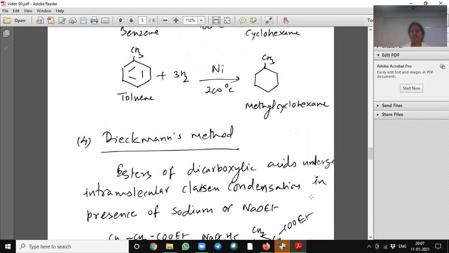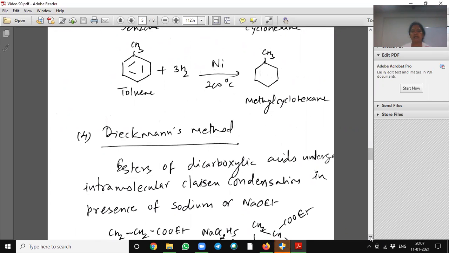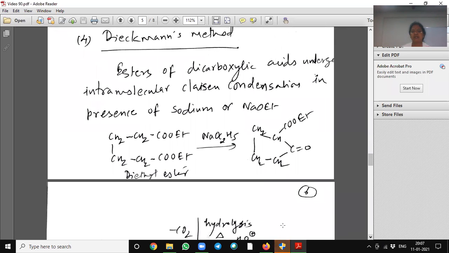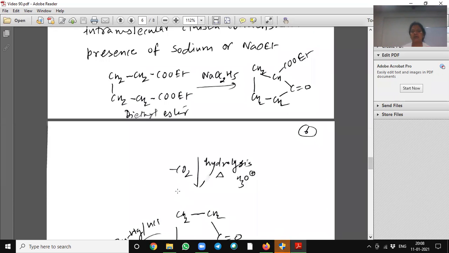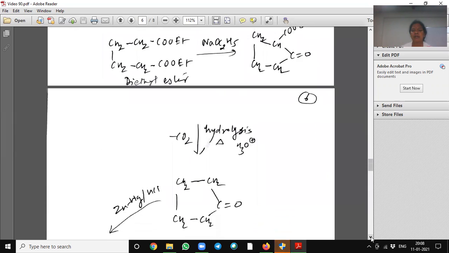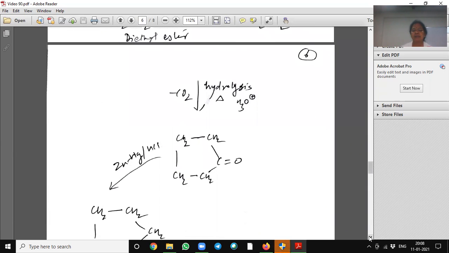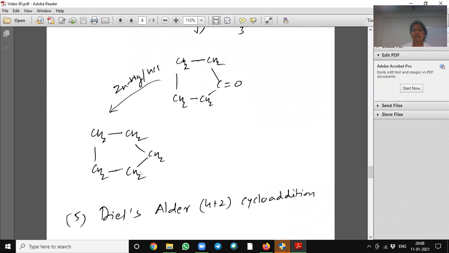Dieckmann's method. Esters of dicarboxylic acids undergo intramolecular Claisen condensation in presence of sodium or sodium ethoxide. It will give this intermediate, and then on hydrolysis and heating, it will evolve carbon dioxide and again give cyclopentanone, which on reduction with zinc amalgam in presence of HCl will give cyclopentane.